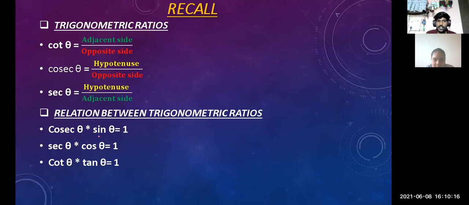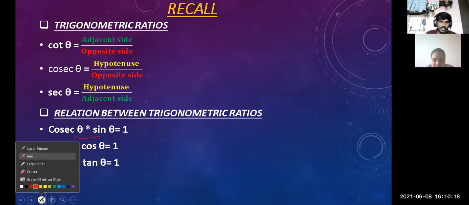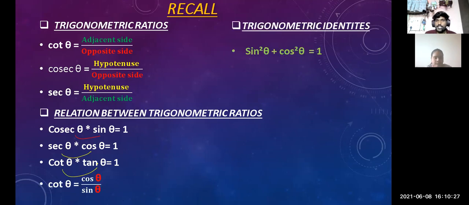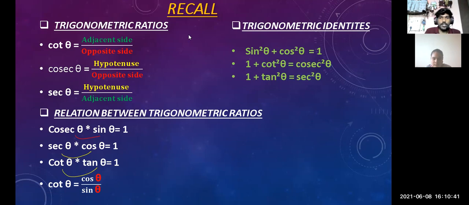Cosec and sine are reciprocals of each other. So cosec theta into sine theta is equal to 1. Sec theta into cos theta is equal to 1. Cot theta into tan theta is equal to 1. And then the three main trigonometric identities. First one is sine square theta plus cos square theta is equal to 1. Second one is 1 plus cot square theta is equal to cosec square theta. And the third one is 1 plus tan square theta is equal to sec square theta. Okay.